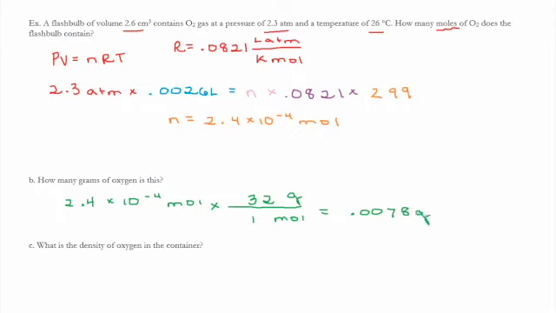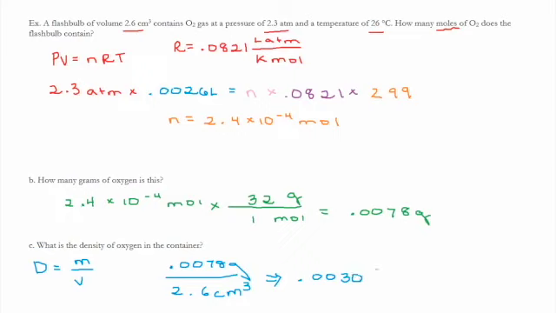I'm almost done. I have one last question, and it asks, what's the density? Remember, density equals mass divided by volume. So here I know my mass. It's 0.0078 grams. And I'm going to divide that by the volume. The volume I was given at the beginning of this problem was 2.6 centimeters cubed, and I'm just going to keep it like that. I don't need it in liters for this part. And so when I do that division, what I end up getting is 0.0030 for 2 sig figs, and it's grams per centimeter cubed.